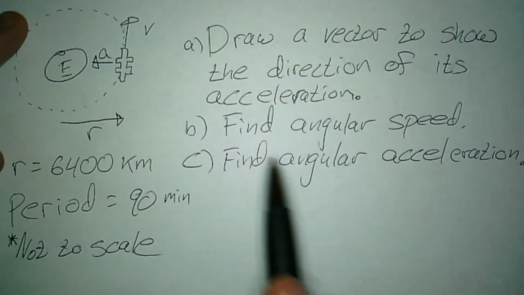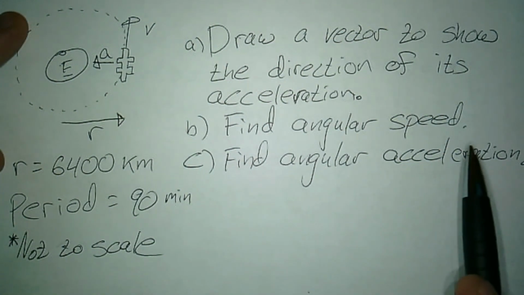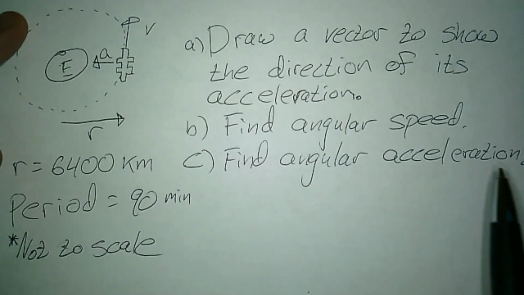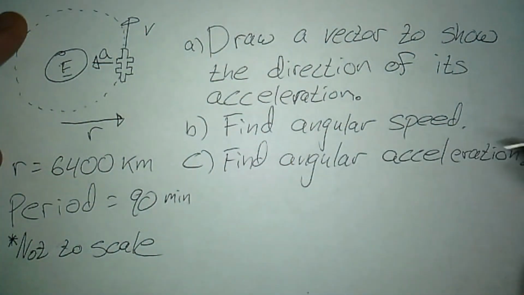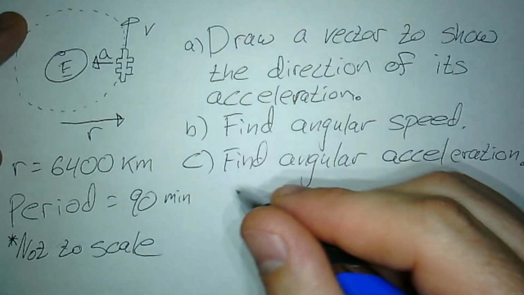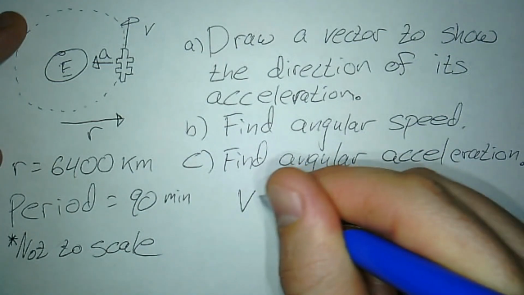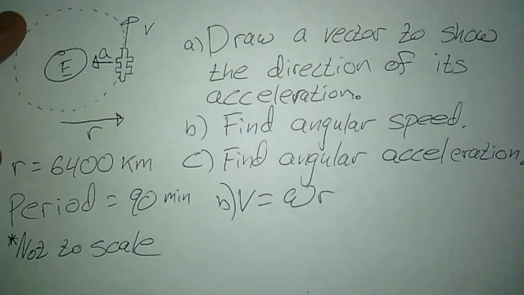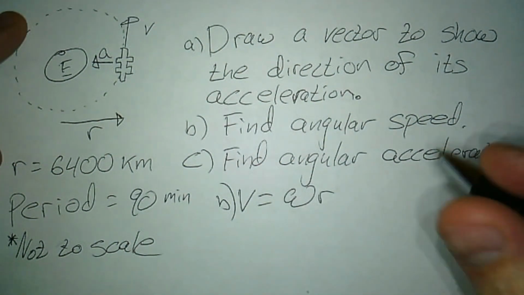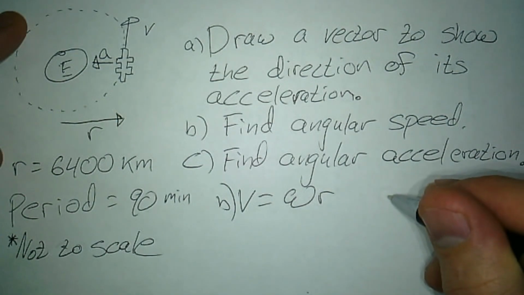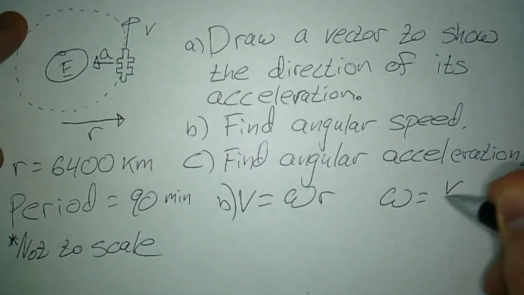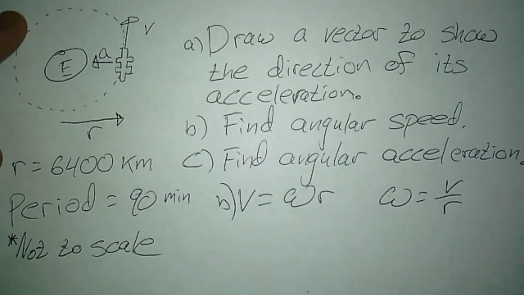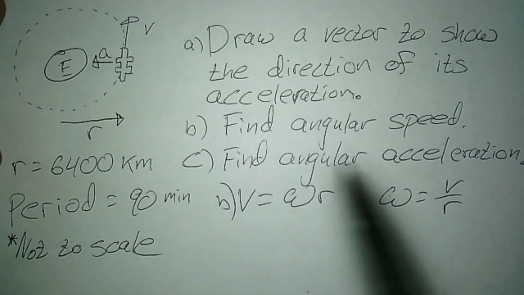Now for part B, we want to find the angular speed of the space station. Well, to do that, we just do something real simple. We say that we have the equation v equals omega r. Start here, part B. We're looking for omega, so I want to just say then that omega equals v over r. But now I don't know what v is though. It never gave me v. So how do you find velocity?